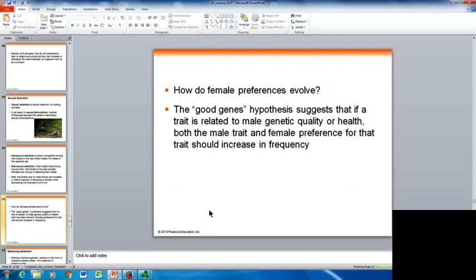So how do female preferences evolve? The good genes hypothesis suggests that if a trait is related to male genetic quality or health, both the male trait and the female preference for the trait should increase in frequency.